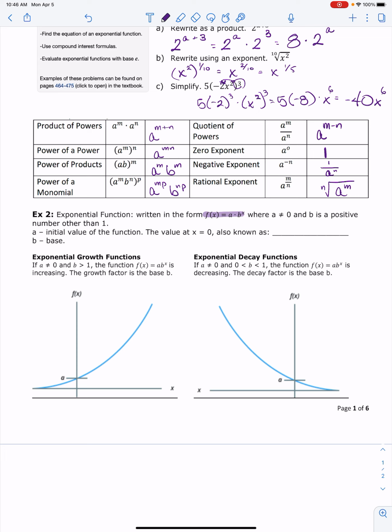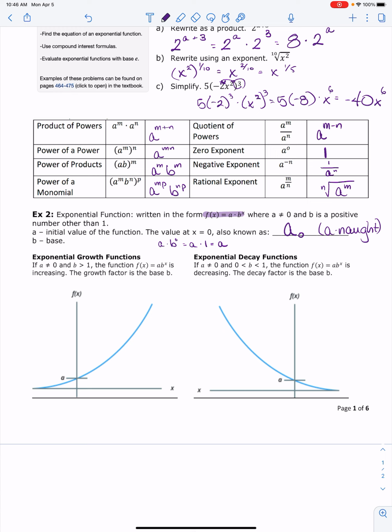That's what happens when x equals 0. Because if I have a times b to the 0, b to the 0 is 1. That's just a. Sometimes you'll see it called a sub 0 or a naught. It's the value of the function when your input is 0.